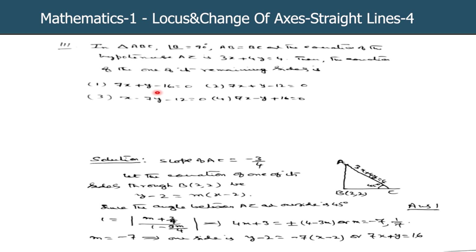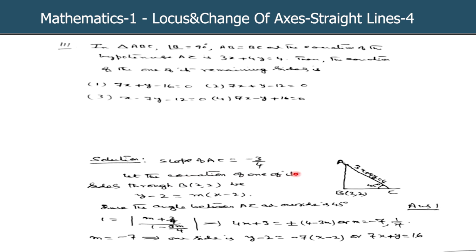111. In triangle ABC, angle B is equal to 90 degrees, AB is equal to BC, and the equation of the hypotenuse AC is 3x plus 4y is equal to 4. Then the equation of one of its remaining sides is. That means you are given a right angled isosceles triangle. And slope of AC, the hypotenuse, is equal to minus 3 by 4.